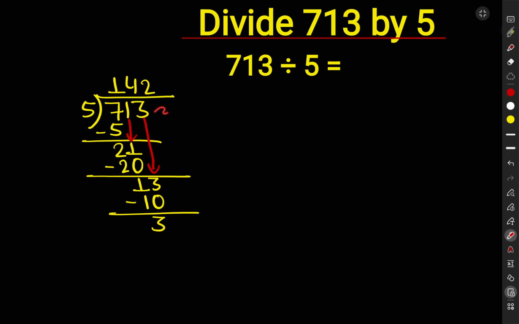So now we have no other number to put down. So we take a decimal here, so that we put 0. So it is 30 and 5 times 6 is 30. On subtracting, we get 0. So 713 divided by 5 is 142.6.